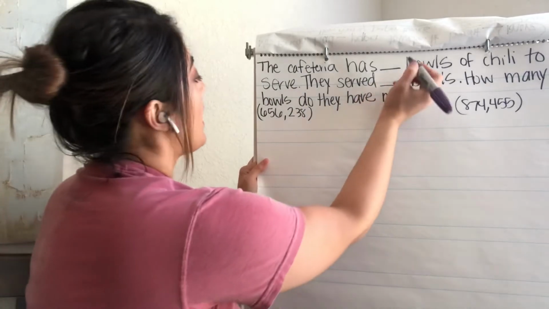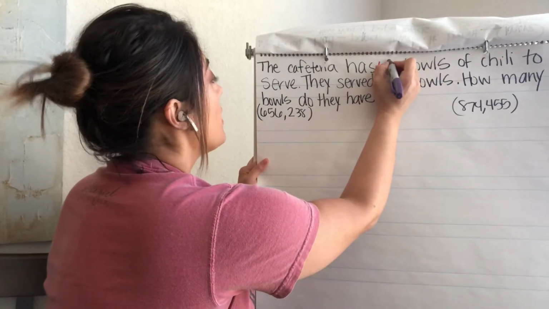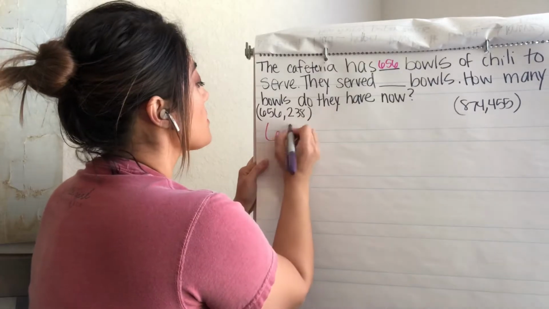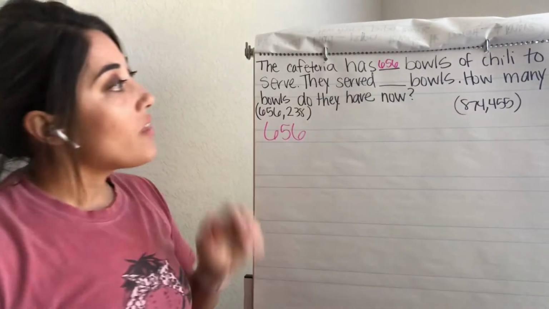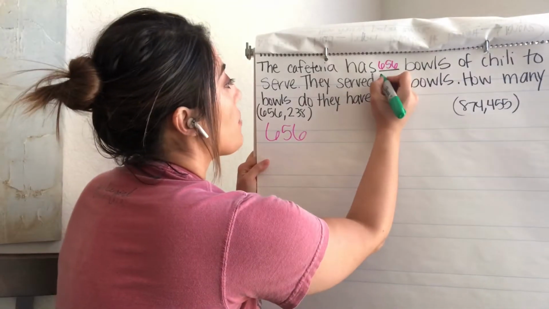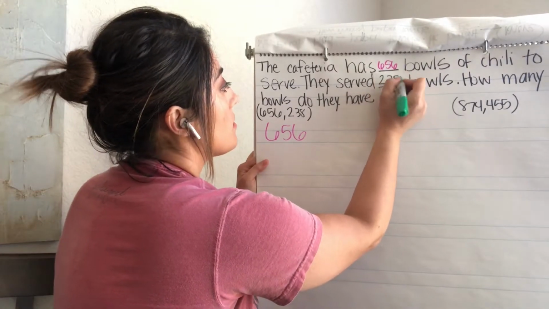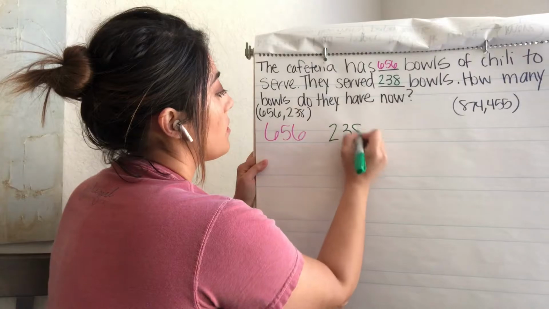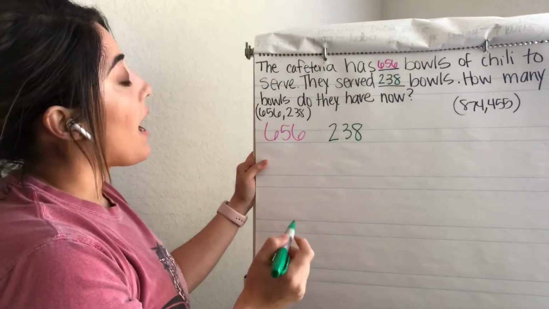The cafeteria has 656 bowls. They served 238 bowls. How many bowls do they have now?